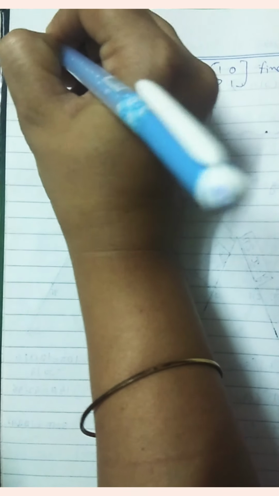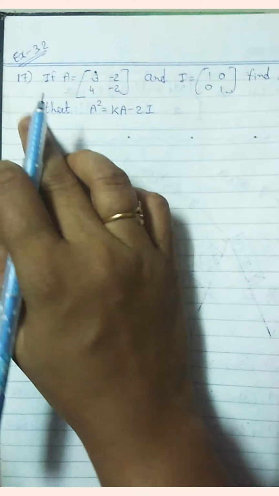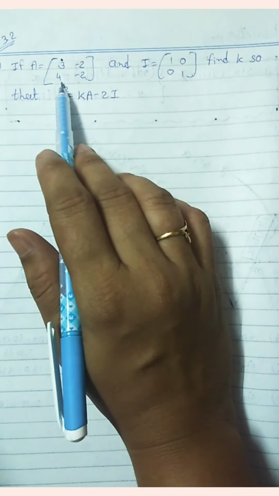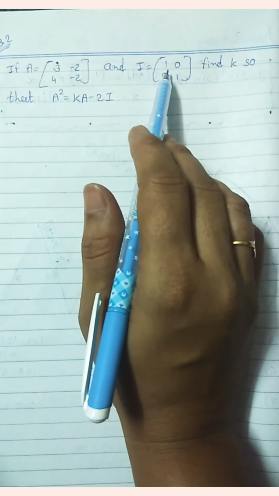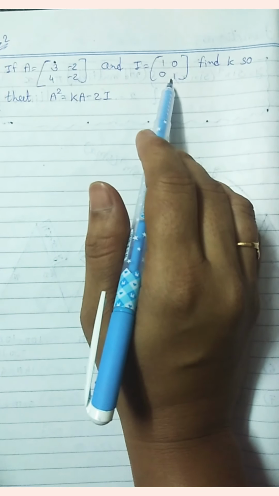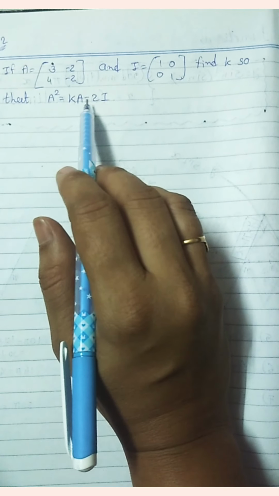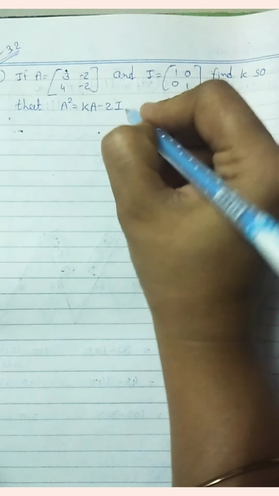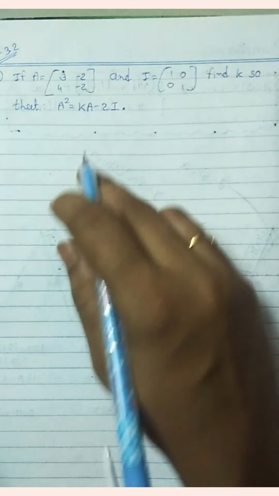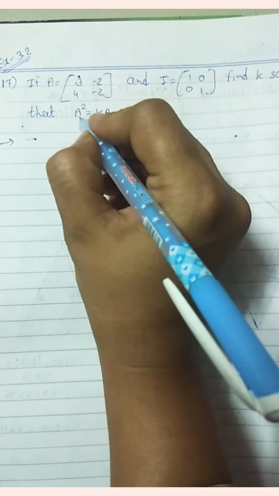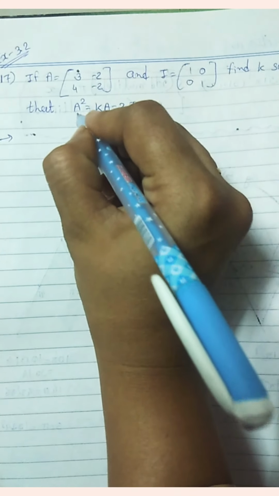We stop on exercise number 3.2, question number 17. If A is equal to [3, -2; 4, -2] and I is equal to [1, 0; 0, 1], then find k so that A squared is equal to kA minus 2I. We already did a sum like this in questions number 15 and 16. So let's start. What we have to find? We have to find first A squared.